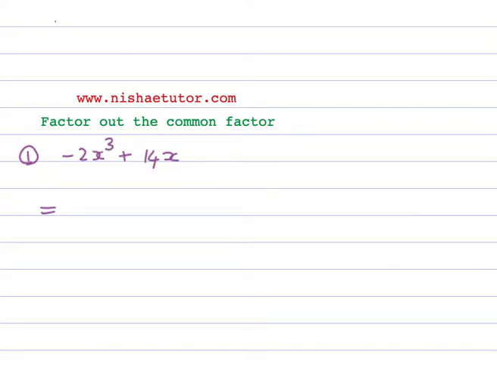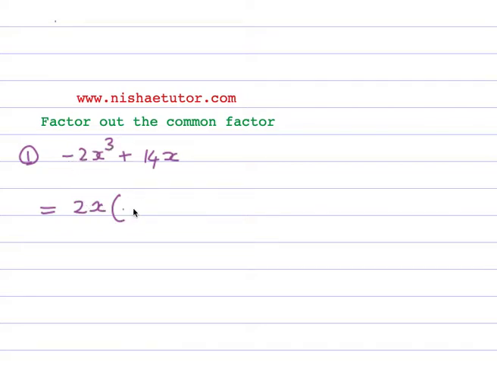What is common here? 2 and 14. So what should we take common from both? We can take common 2, because 2 has a factor 2 and 14 means 2 times 7. And how many x here? 3. Here 1. So we can take common from both 1x. So just x. Here we have taken out common 2 and x.